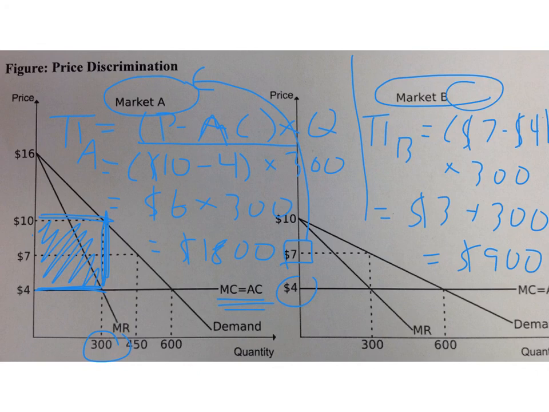Notice the biggest chunk of profits is coming from market A. So if market A stops buying from the company and just buys on the resale market from consumers in market B, that destroys the ability of the firm to make profits from price discrimination.